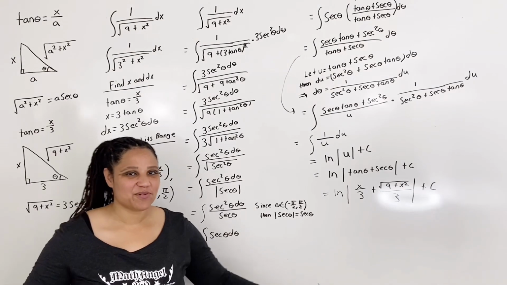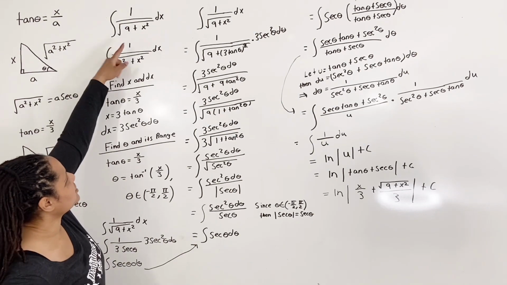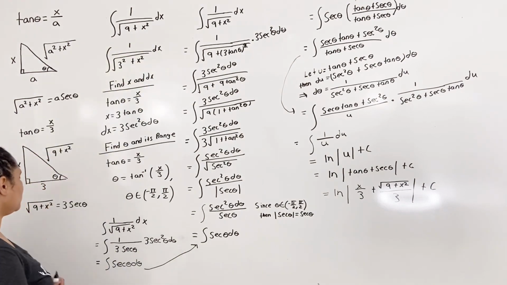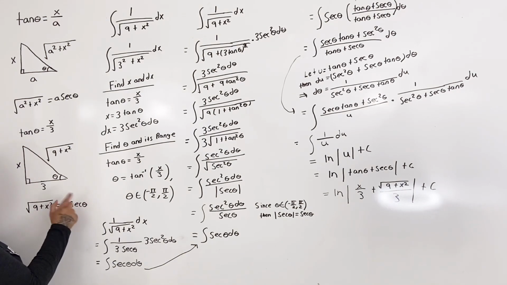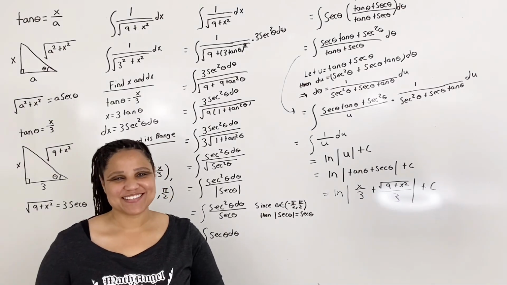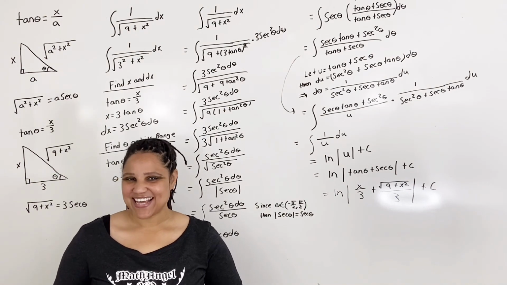Now be careful, because if you're given a problem where it's just 9 plus x squared and it's not under a square root, then you would need to manipulate this equation. You would need to square both sides to get 9 plus x squared equal to (3 secant theta) squared. And that is how you evaluate integrals using trig substitution. Thank you for watching, and I will see you in the next video.